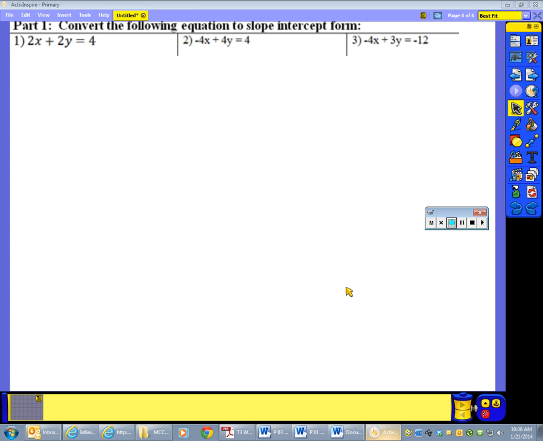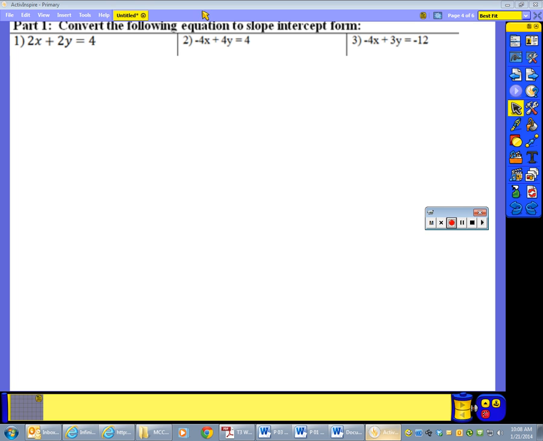All right, so here we go. I'm gonna do the first three, and then maybe some students will do the next three. But what we're gonna have to do is be able to convert an equation that's in standard form over to slope-intercept form, so that way we can graph it and compare the slope and all kinds of stuff like that.